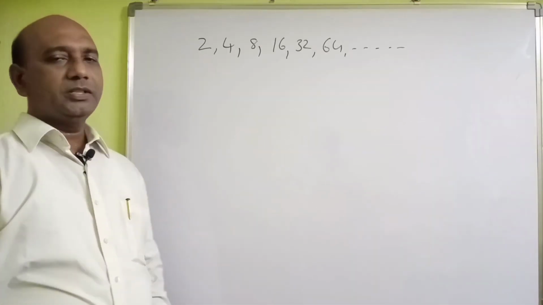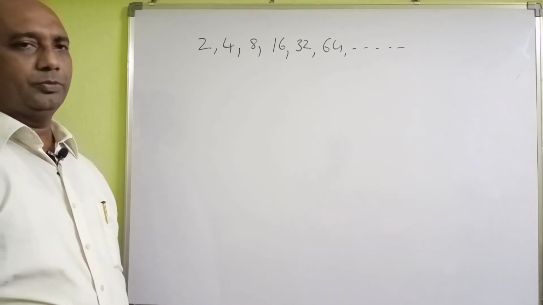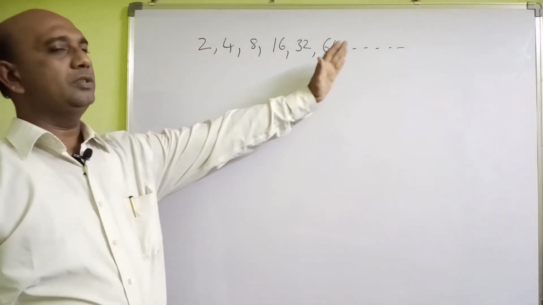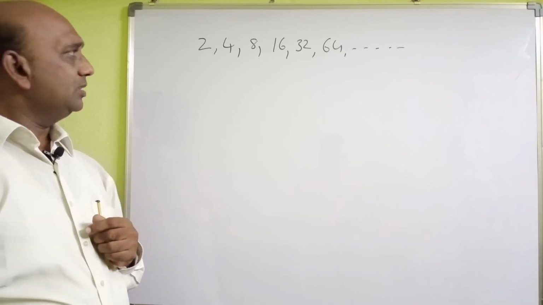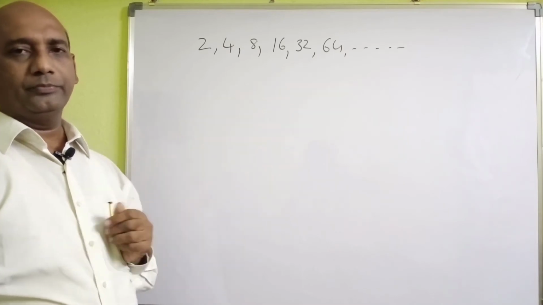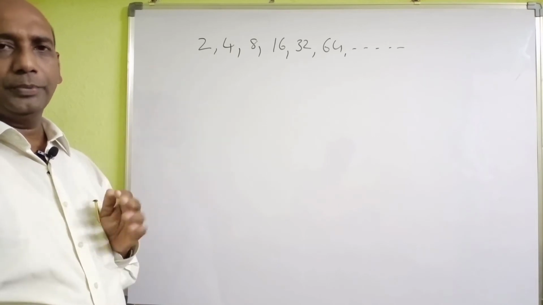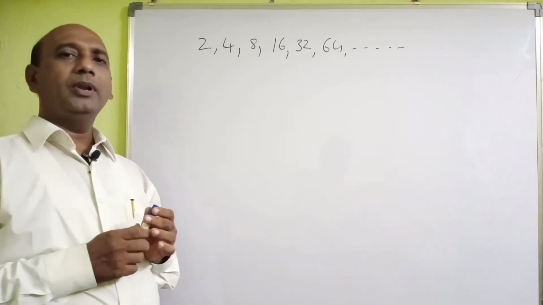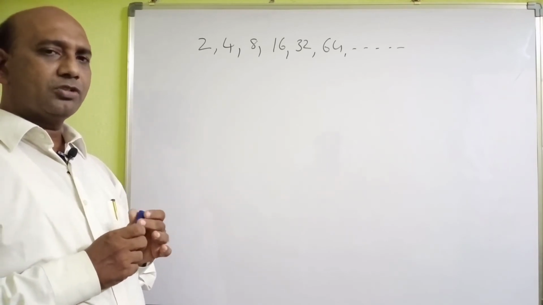Now let us see the next topic, that is the sum of n terms of a geometric progression. So let us take this example: 2, 4, 8, 16, 32, 64 and so on. If the question is asked to verify whether this is a geometric progression or not, then we have to check whether the common ratio is constant or not. How can we check whether the common ratio is constant or not?